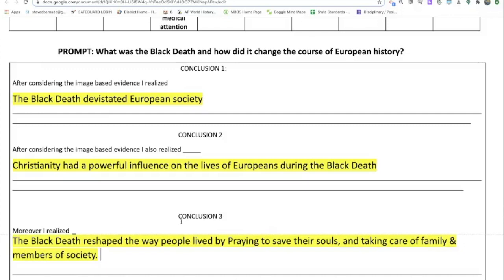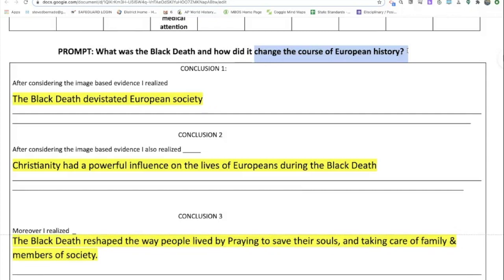Mr. D, why are you making me write down 3 conclusions or 3 ideas that I learned from that entire analysis activity? In order to answer this question, I'm highlighting in blue. This is the prompt. It goes back to the challenge. What was the Black Death? We learned. How did it change the course of European history? We just learned the 3 most significant or important ways that the Black Death changed the course of European history. There they are in yellow.